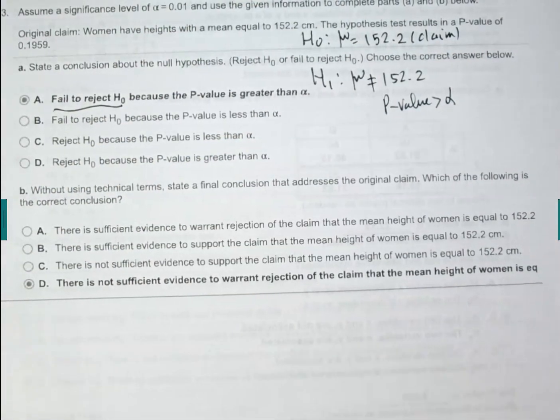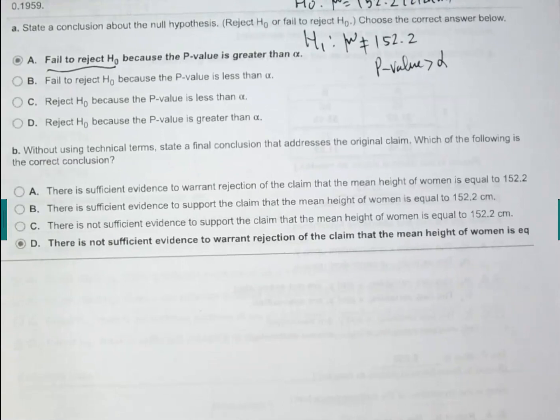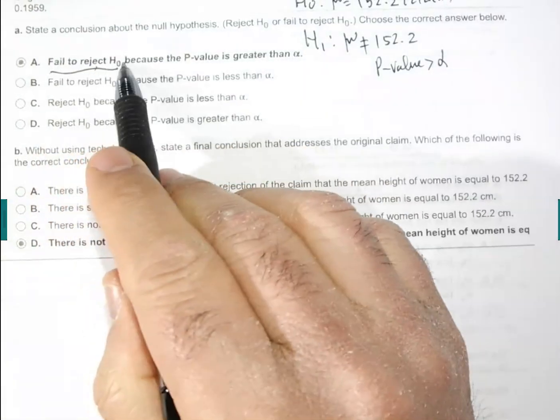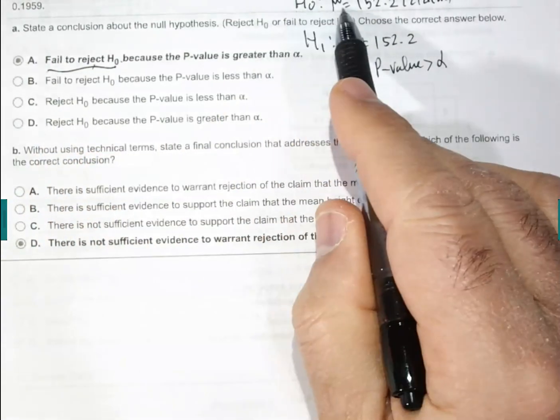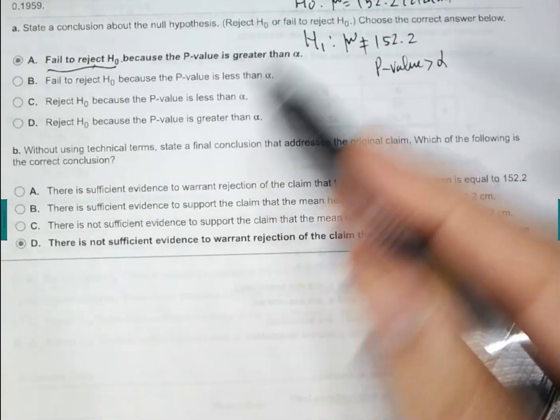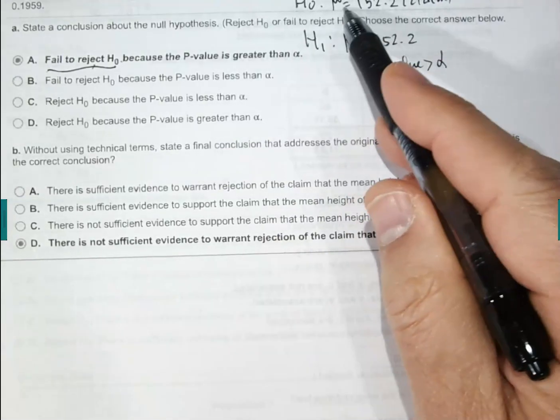Now, without using technical terms, state the final conclusion that addresses the original claim. Which of the following is the correct conclusion? Okay, we fail to reject H0, and the claim happened to be in H0. That means we cannot support the claim. We cannot reject the claim.